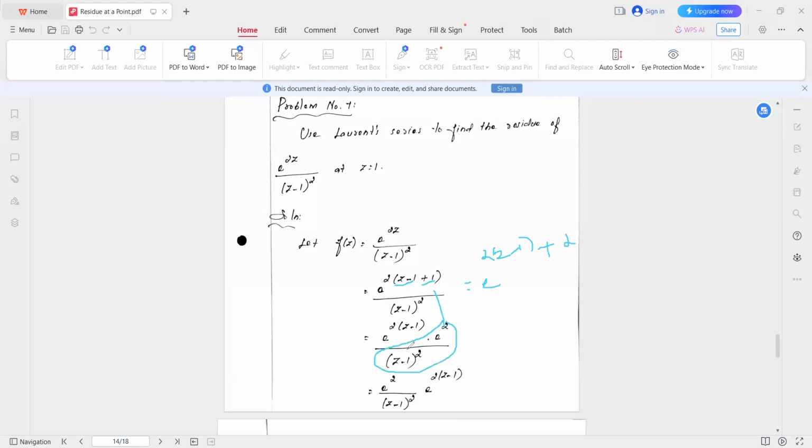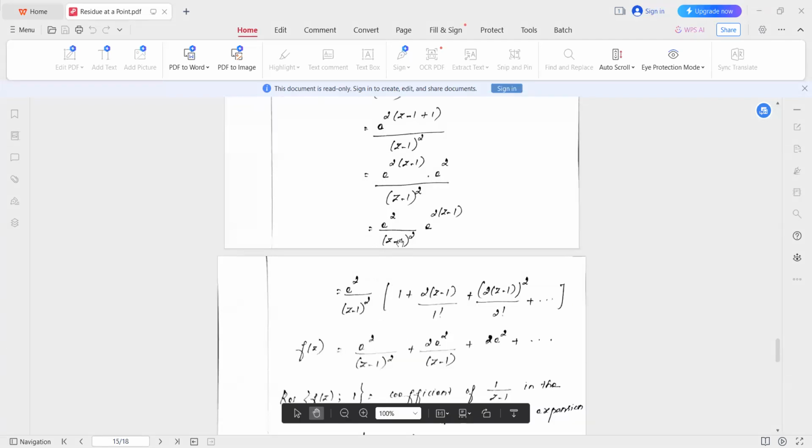Now we give the expansion of e power z, where instead of z we have 2 into (z minus 1). In the expansion of e power z, we replace z by 2 into (z minus 1). So we get e square by (z minus 1) the whole square into 1 plus 2 into (z minus 1) by 1 factorial, plus 2 into (z minus 1) the whole square by 2 factorial, and so on.